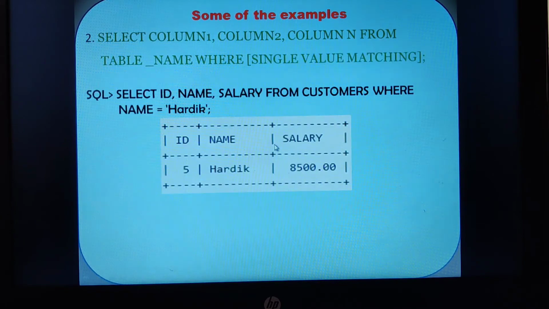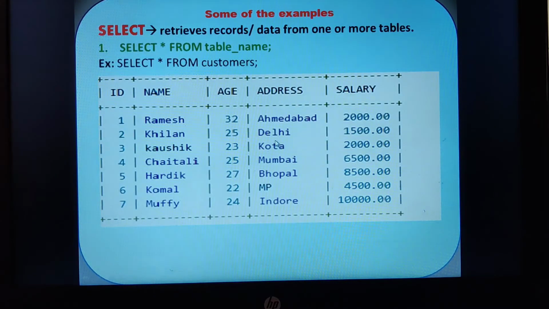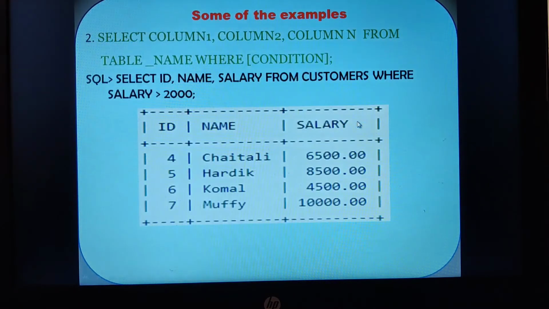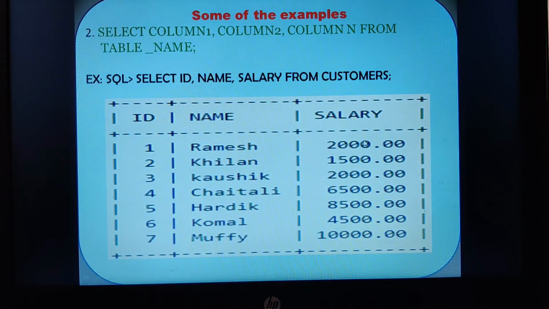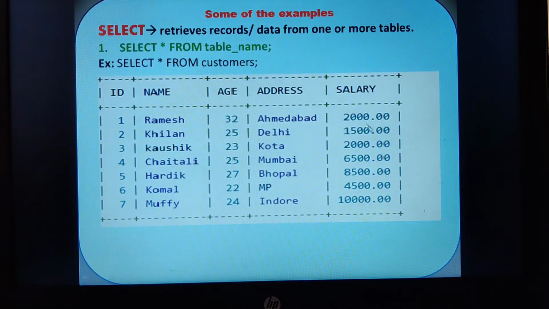Understood? Now look at the original table here. Salary is greater than 2000, they said. So this would not come, correct? So here we shall see. Yes, salary is greater than 2000 they have given, so this wouldn't be selected, this wouldn't be selected, then this would be selected. These two will be discarded. This would again be discarded because it has 2000. This would be selected, where name is Chaitali, Hardik, then Komal and Muffy.